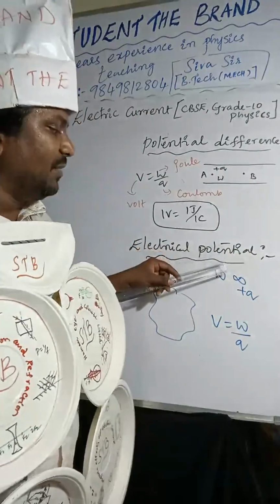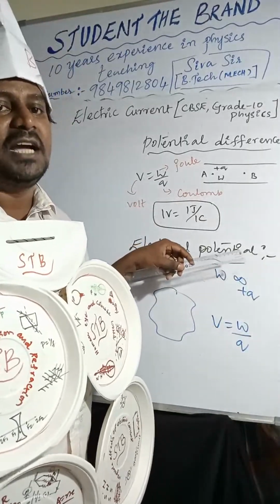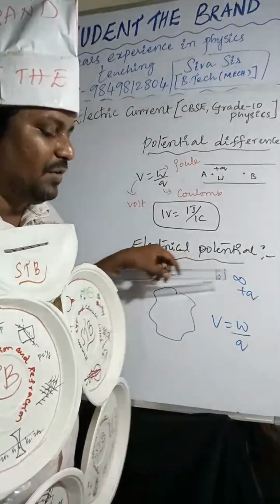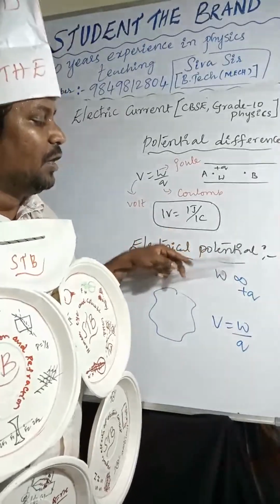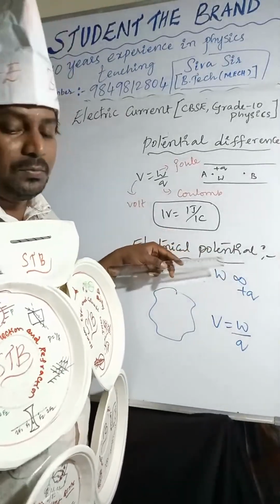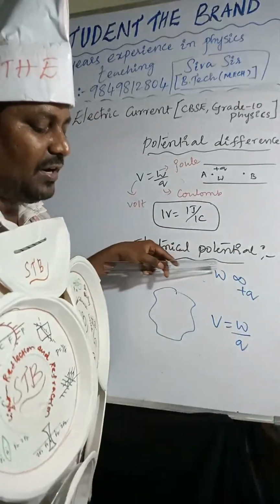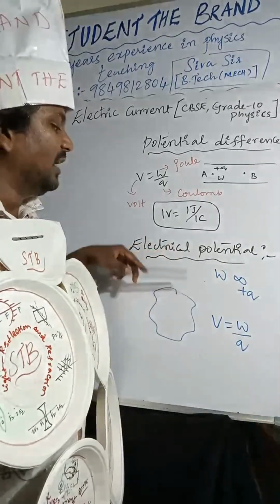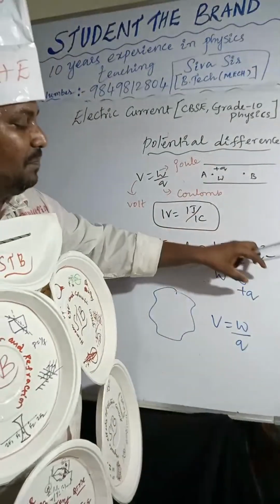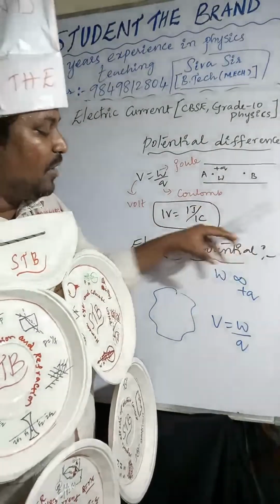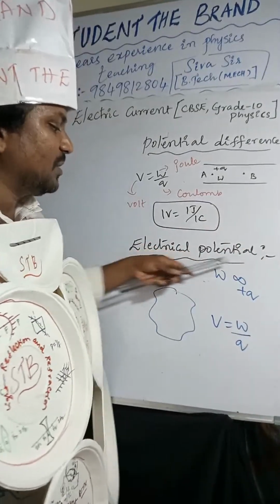So we are doing some work to bring a unit positive charge from infinity to the required field. This is the required field. So from here we need to bring the charge from infinity, from that point to here. That is called electrical potential.